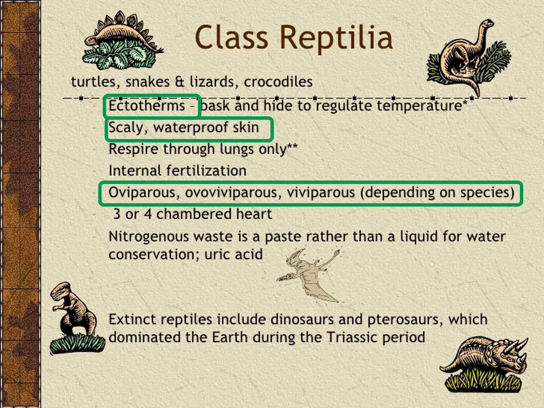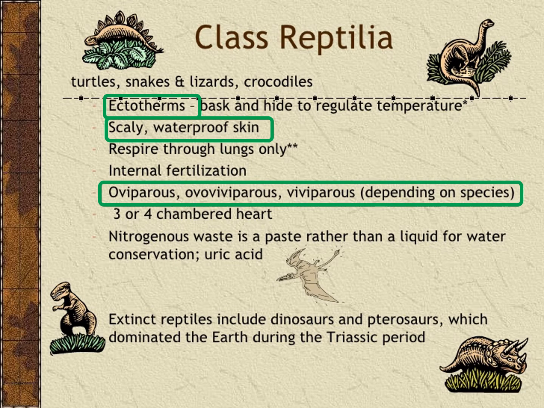The next class is Reptilia, or reptiles. These are going to be turtles, snakes, lizards, crocodiles, etc. These guys are also ectotherms. Ecto meaning they conform to the environment, so they're cold-blooded, and so they've got to warm their bodies up externally. So they like to bask and hide in the sun to regulate their temperature. They have scaly, waterproof skin.